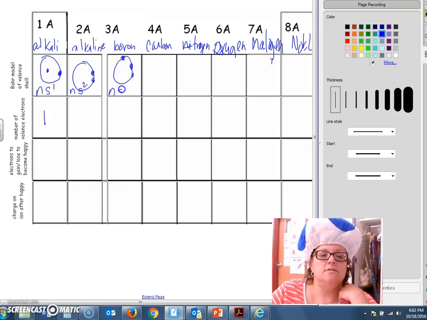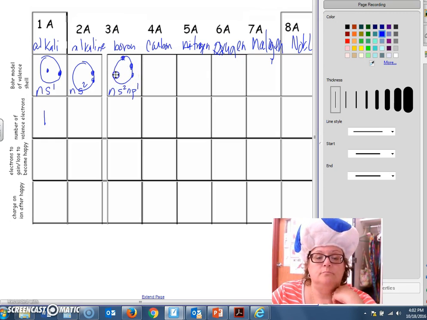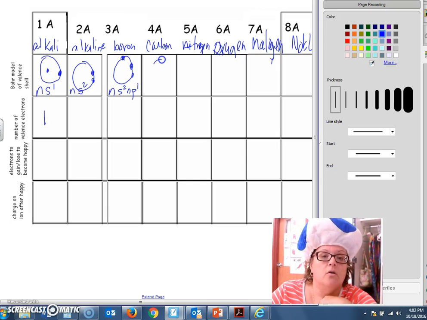This is ns2, np1. So if we're talking about boron, it would be 2s2, 2p1. If we're talking about aluminum, it would be 3s2, 3p1. That would be the outermost shell. Carbon is going to have 4, ns2, np2.